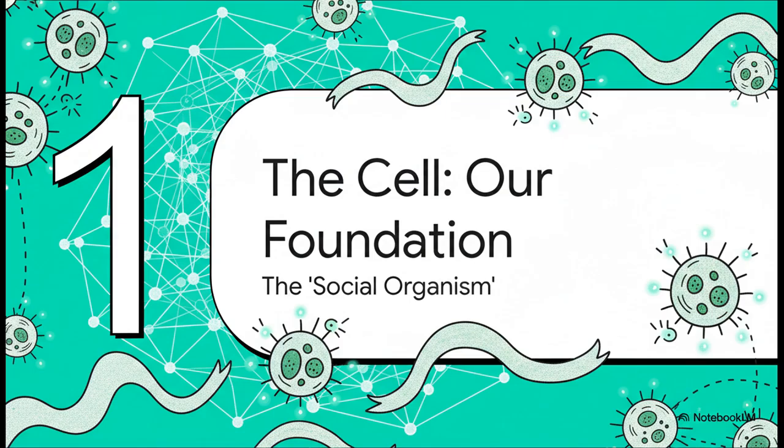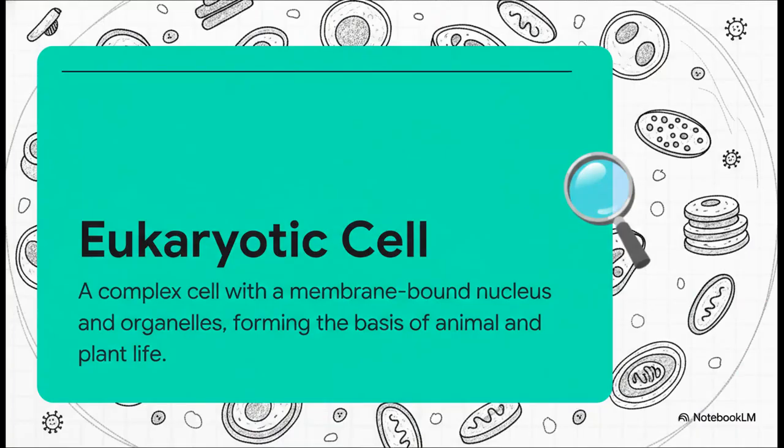The big idea to grab onto here is that cells are not loners. They act like a social organism, constantly talking, constantly cooperating to keep our entire body working as one. So the star of our show today is the eukaryotic cell. Unlike simpler cells like bacteria, eukaryotes have a real-deal nucleus and a whole bunch of specialized departments. We call them organelles, each wrapped up in its own little membrane. And it's this organization that allows for all the incredible complexity we see.